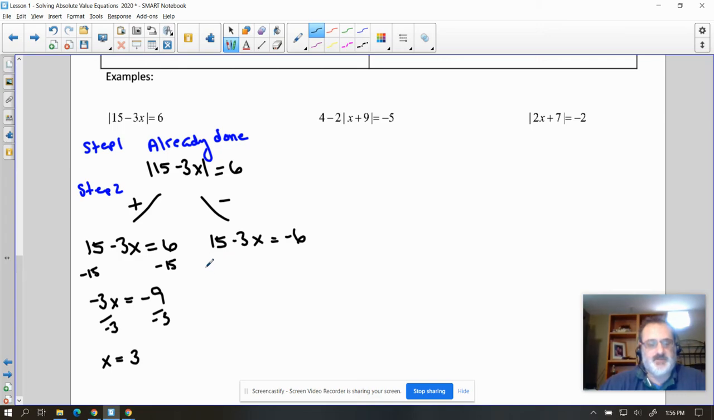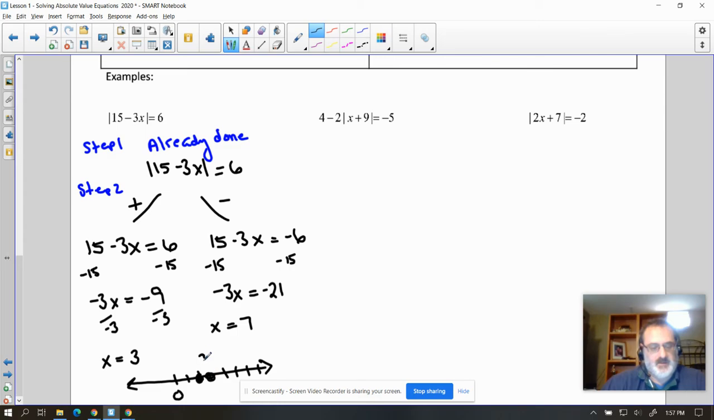In this case, we would subtract 15 from both sides again, but we're going to get a different answer. So negative 3x comes down equal to negative 21 in this case, and x equals 7 when you divide both sides by negative 3. So our two answers are 3 and 7. Graphing this, both answers are on the right hand side of 0, at 3 and at 7.